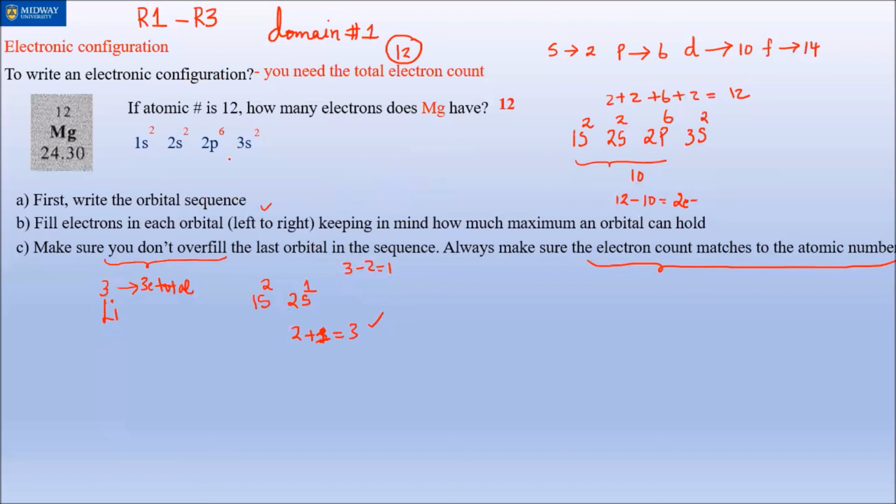So this is domain 1, which is row 1 through row 3. Any element in those rows is part of your domain 1. If you follow these rules, I don't see that you should have any problem doing electronic configuration for any element in rows 1 through 3. So I'm going to come back with another video for domain 2 and explain the why, and then do an example or two so you can see how it all works out. All right, so stay tuned.